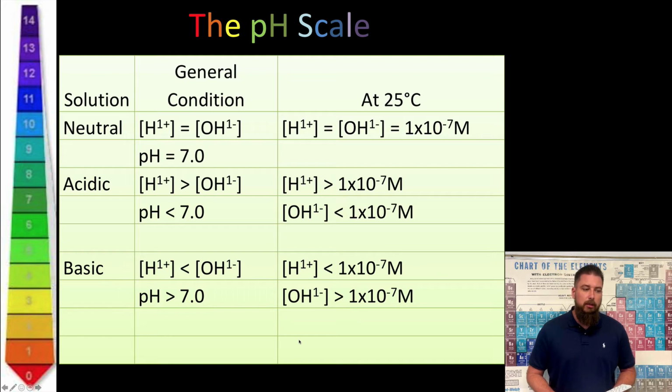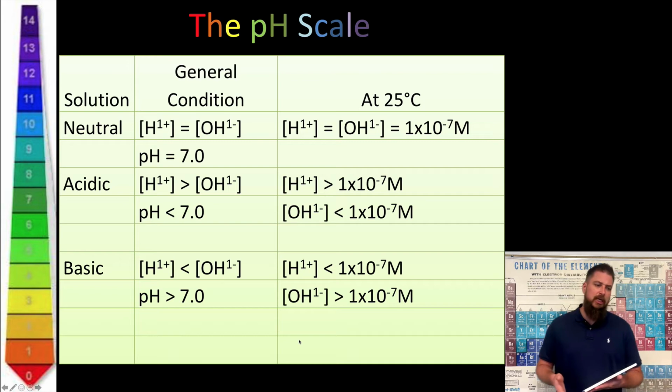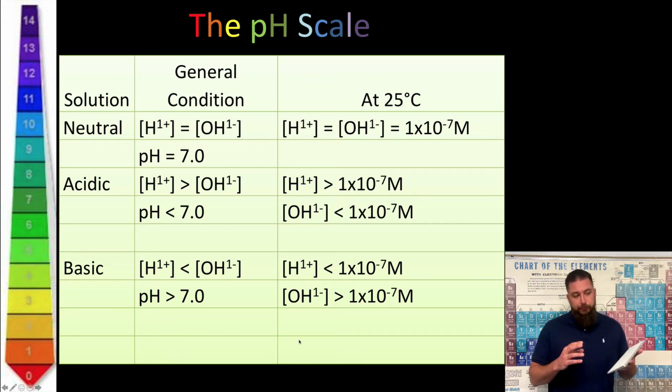Here are just some general things to note. Let's start with a pH of 7. What that means is that you have equal amounts of hydrogen ion and hydroxide ion, and that's why we call that neutral. Again, if it's a pH of 7, you have equal amounts.